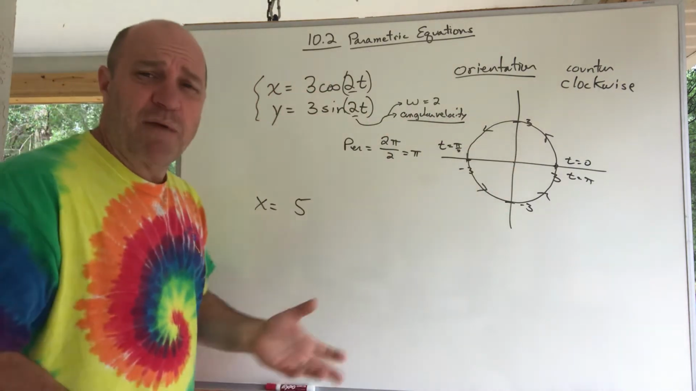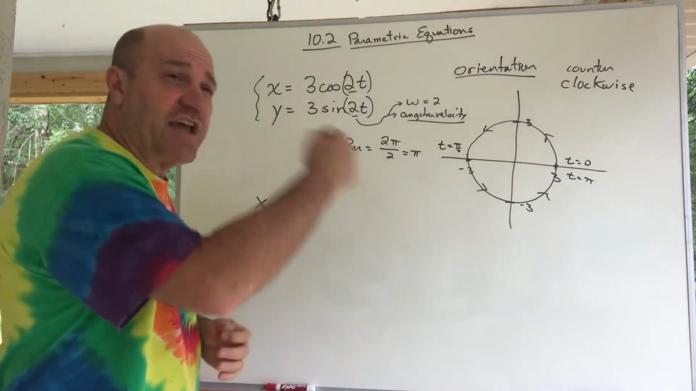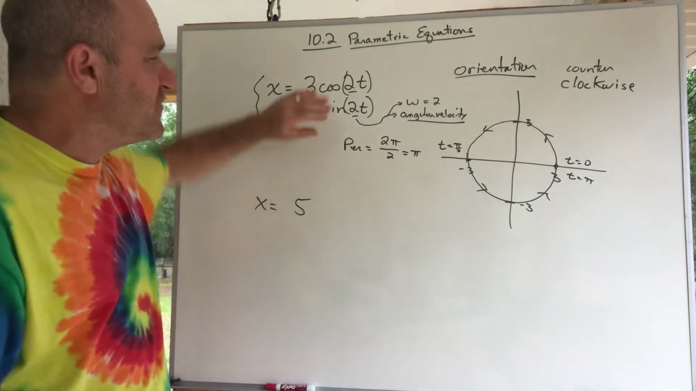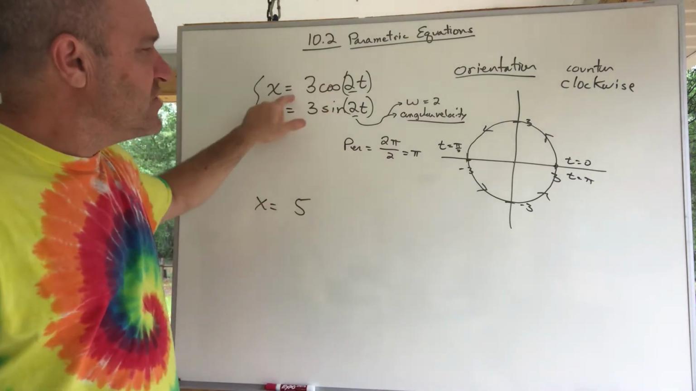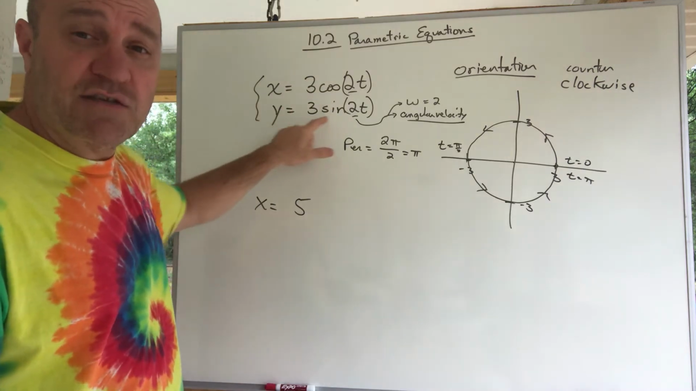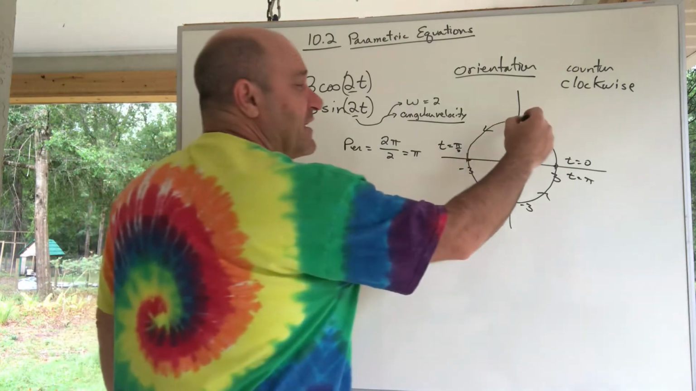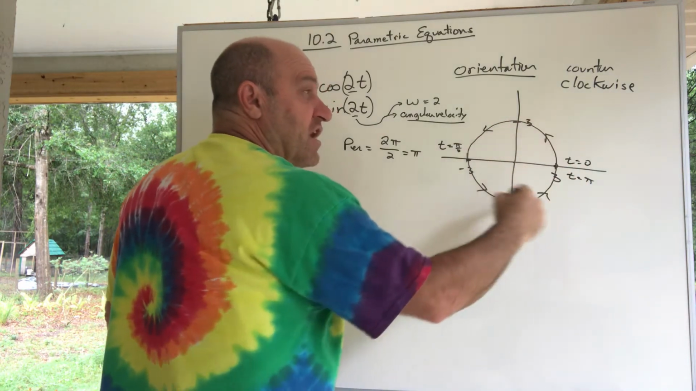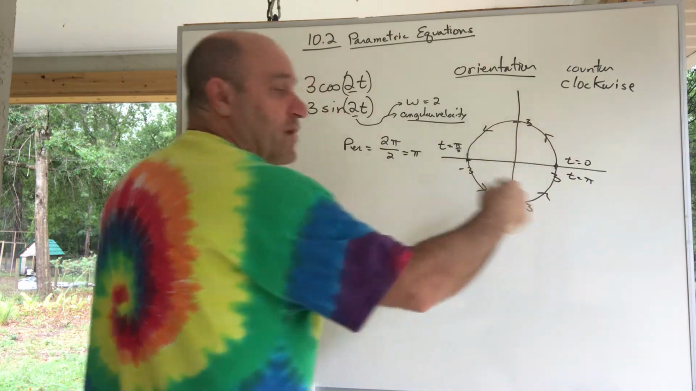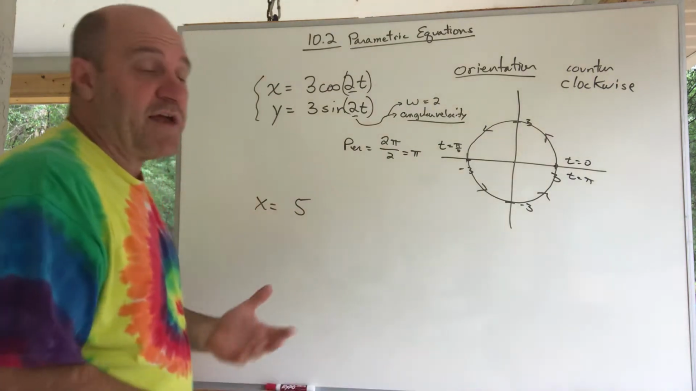But one way I've memorized to change the motion is if you switch sine and cosine. So if x is sine and y is cosine, it starts in a different place too, by the way. I think it starts here, but then it goes clockwise. So then it's oriented clockwise. You can play around and investigate.